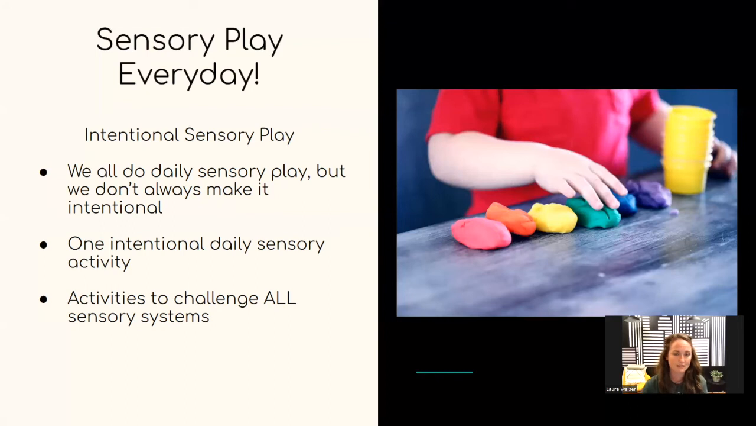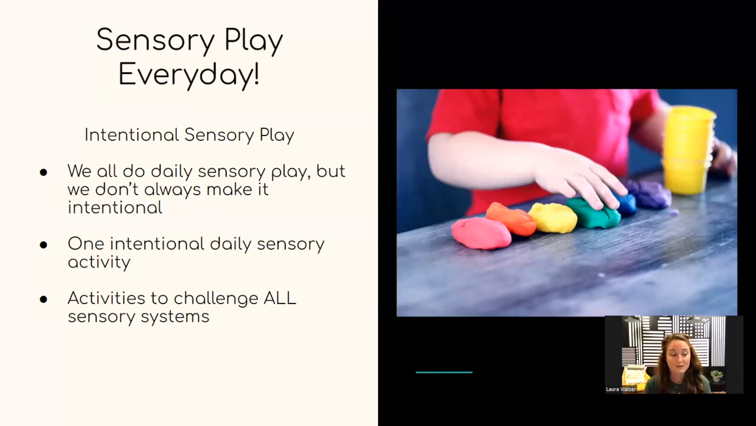I want you to keep in mind that not everything you do needs to be a sensory-based activity, right? That would be a lot of planning, a lot of preparation, just a lot of brain space that you would need to take for that. It does not need to be that. But if we can just think of bringing intention to one sensory activity that we do a day, that's a great place to start. And also, you don't need to think about challenging every single sensory system. So kind of go back to those 8 sensory systems that we talk about. Just choose one sensory system that you really want to challenge, or maybe a couple, right?